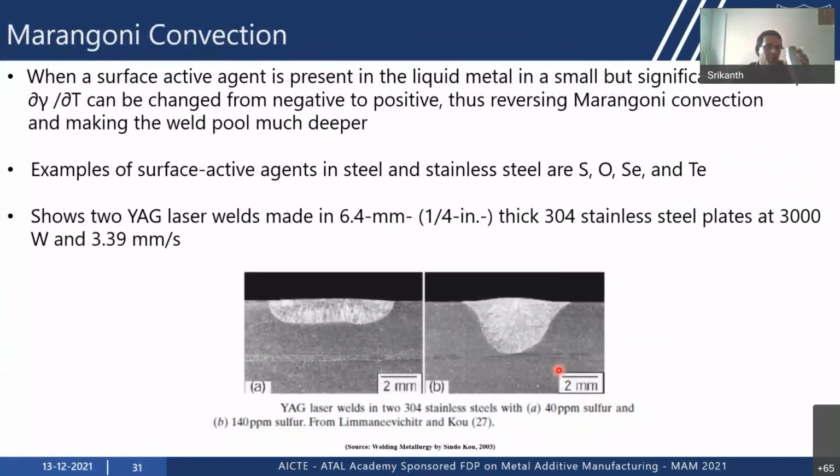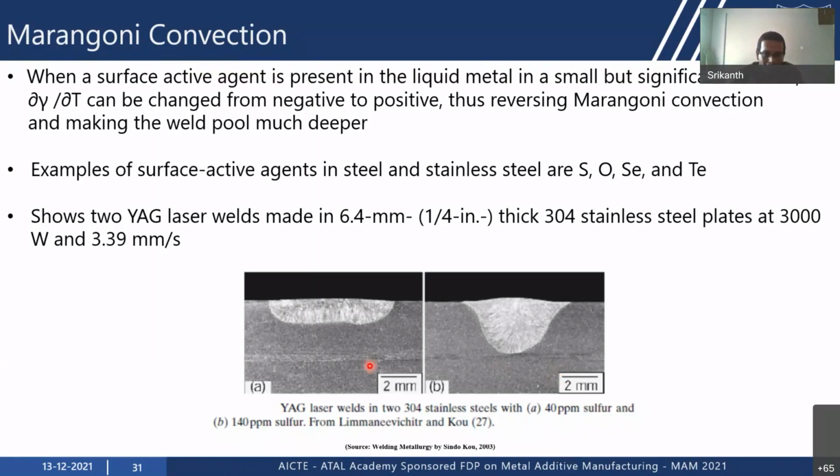Now, there are many situations when we have surface active elements in the melt pool. Surface active elements are such as sulfur, oxygen, selenium, tellurium, and so on. These have a tendency to move to the surface of the molten pool. When the surface active element is present in a small but significant amount, the sign of the temperature coefficient of surface tension changes, thereby reversing the Marangoni convection.